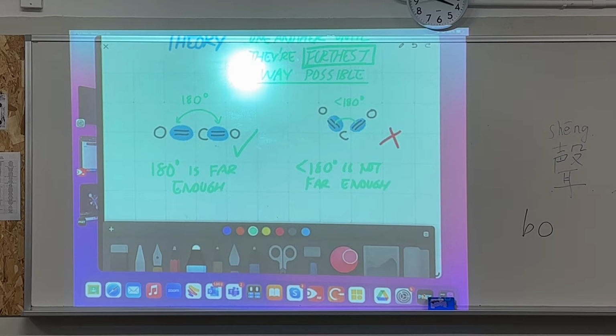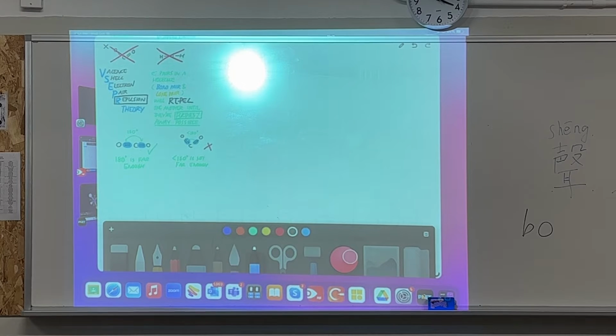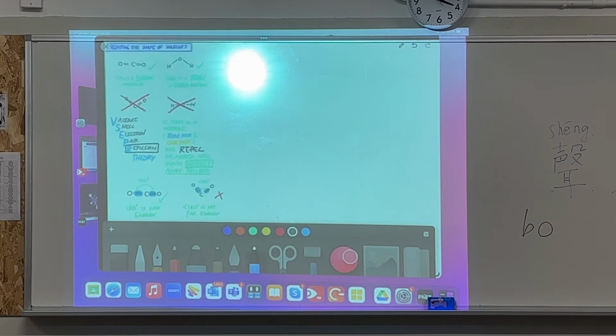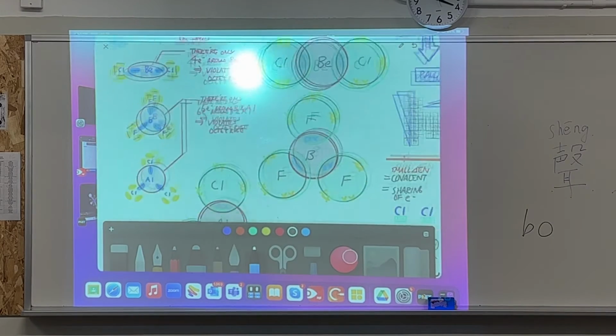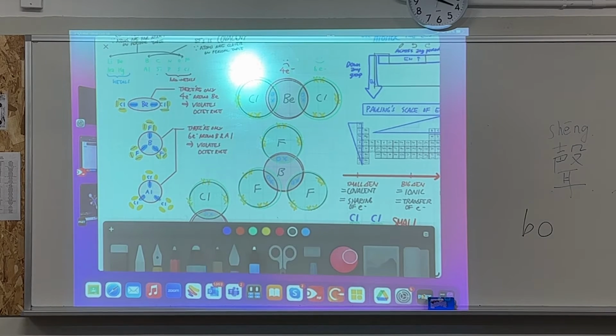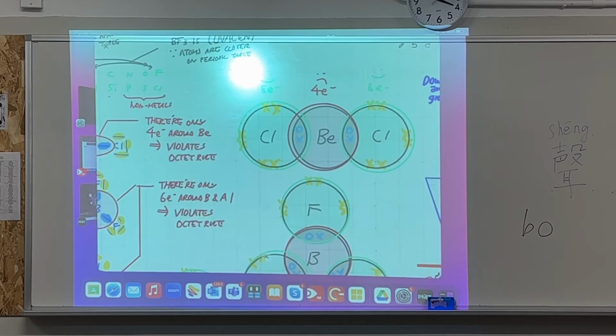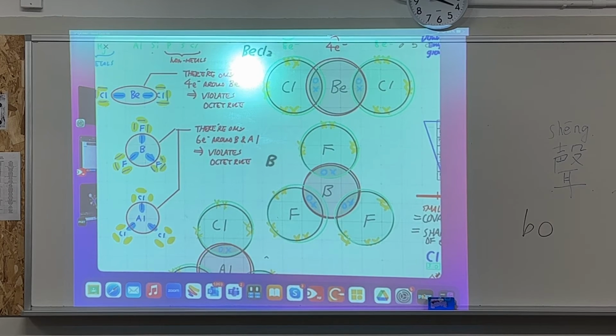Now, what about other molecules? Remember the electron deficient species? What are the three electron deficient species we mentioned in our previous lesson? The incomplete octet species. Oh, electron deficient species, not the expanded octet species. We have BeCl2, beryllium chloride, BF3 and AlCl3. So BF3, how do you name BF3?